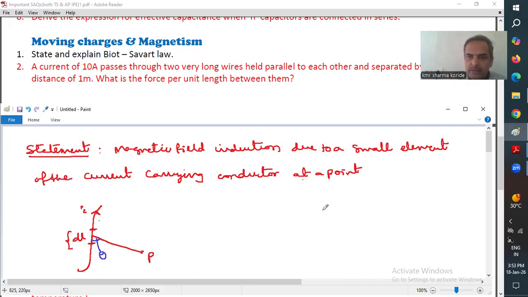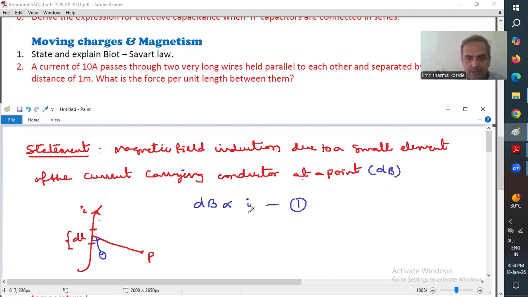So keeping all things in mind, the magnetic field induction due to a small element of the current carrying conductor at a point is dB. The more the strength of the current through the element as well as through the conductor, the more will be the field strength at that point. Let us call this the first equation. So in words, how can you write this?